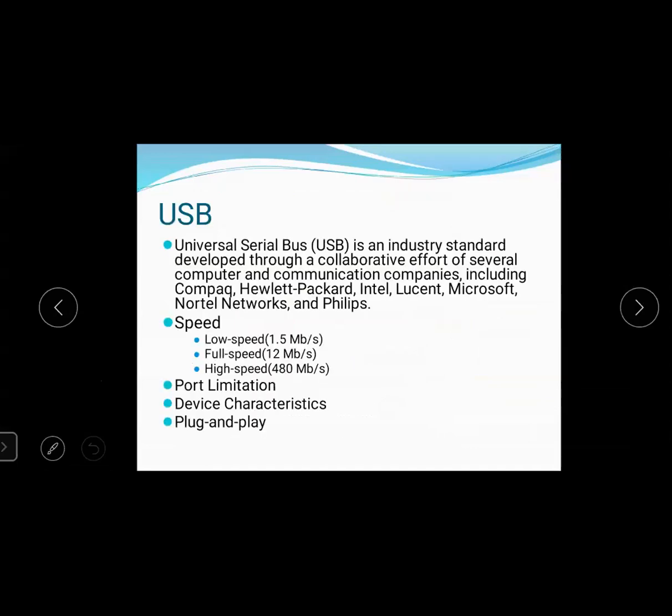And the last one is the USB. You know it very well. Universal Serial Bus, USB, is an industry standard developed through a collaborative effort of several computer and communication companies, including Compaq, Intel, and Microsoft.